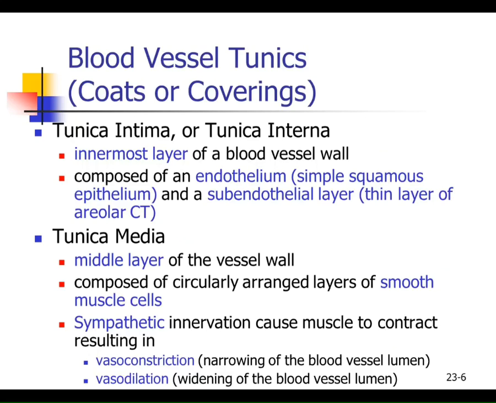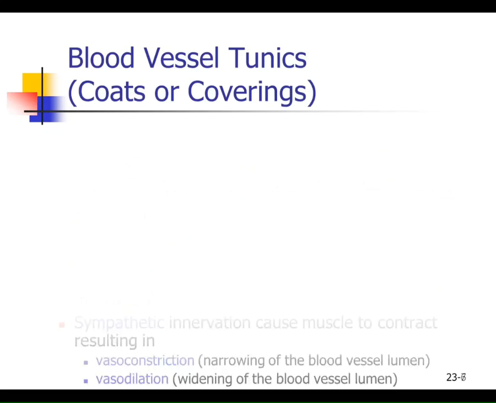Tunica media, the middle layer of the vessel, is going to be all muscle. So the middle layer is muscle. This is smooth muscle. It is here that the body is able to control blood flow. The smooth muscle can squeeze down to restrict blood flow. The smooth muscle can relax to allow more blood flow. Again, think sympathetic and parasympathetic, vasoconstriction, vasodilation.